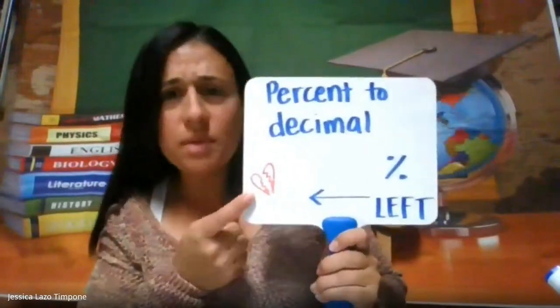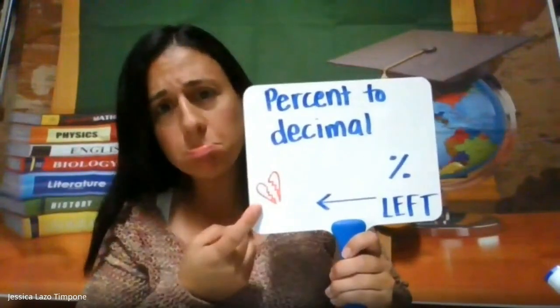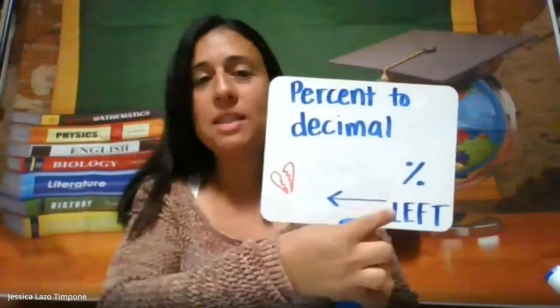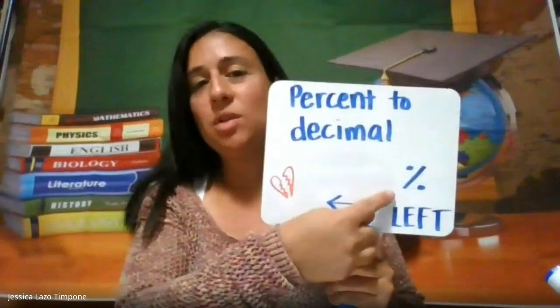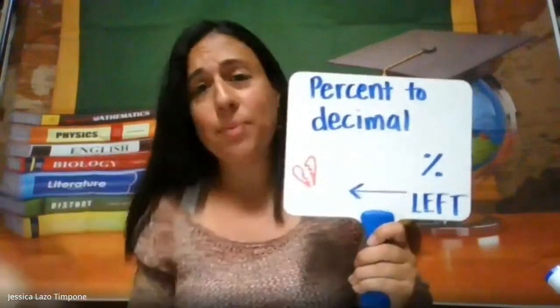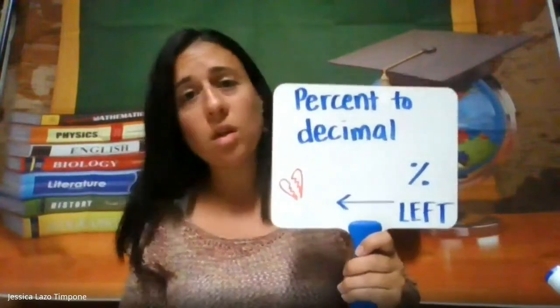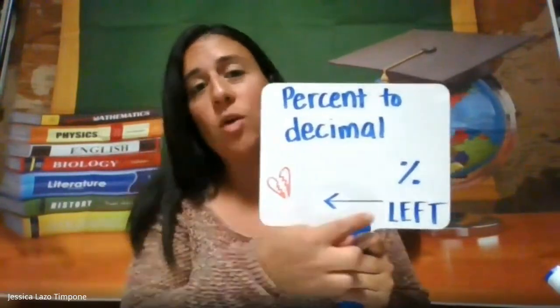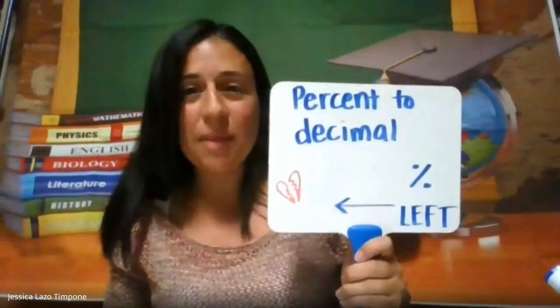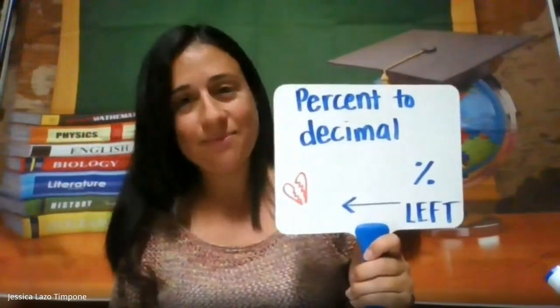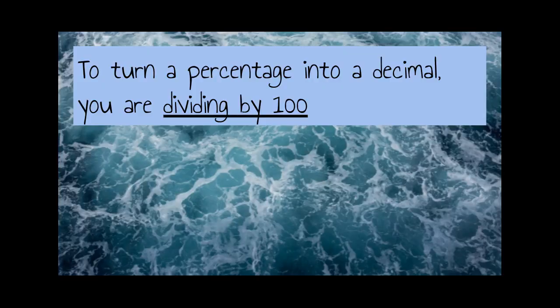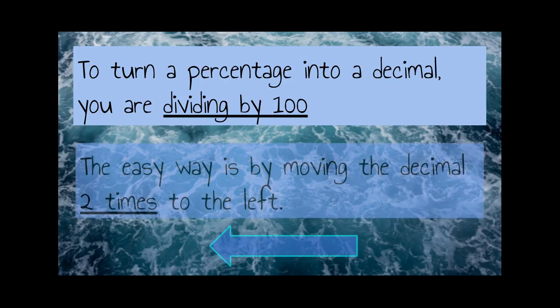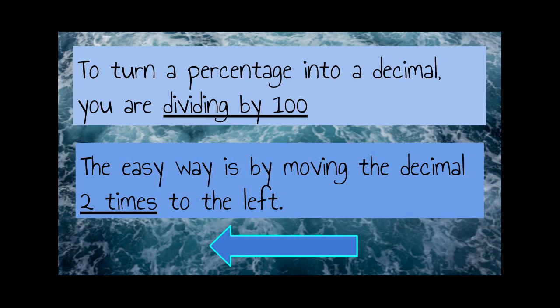Now, I call this my broken heart story because since I'm going to the left, my decimal is leaving my percent and they will no longer be together because I'm going to the left. And you can remember that it left the decimal. To turn a percentage into a decimal, you are dividing by 100. The easy way is by moving the decimal 2 times to the left.